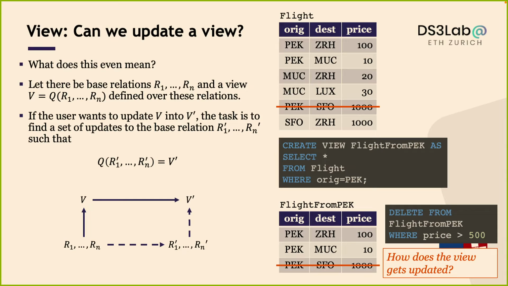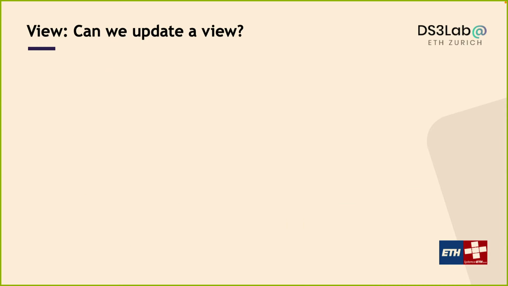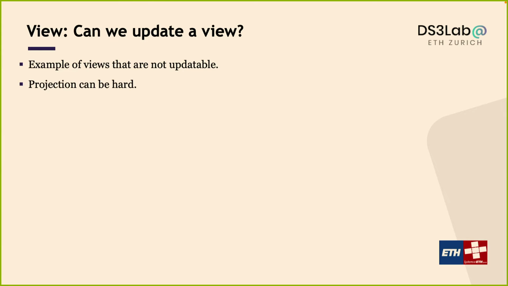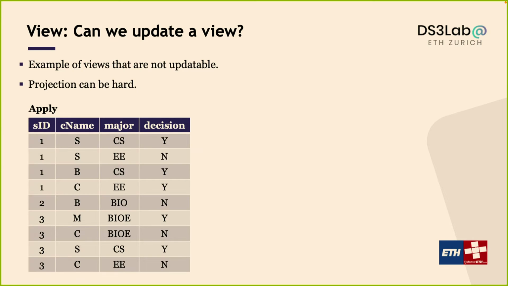So the consequence of that is that not all views can be updated, and not all update queries are valid over a view. So we need to be really careful about what you can do over a view. So now let me give you one example of a view that's not really updatable. Let's assume you have this relation.